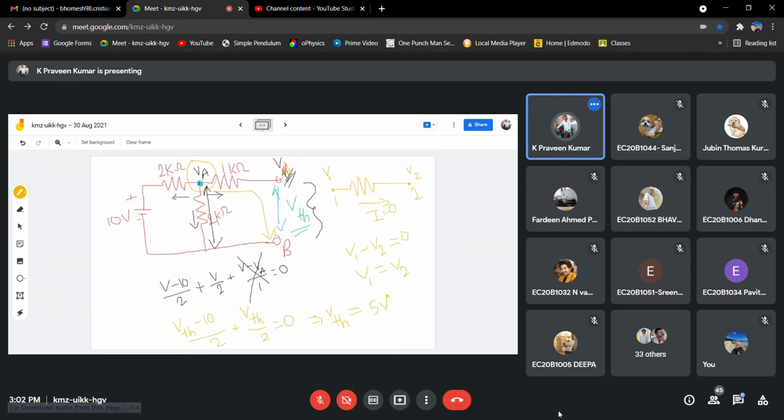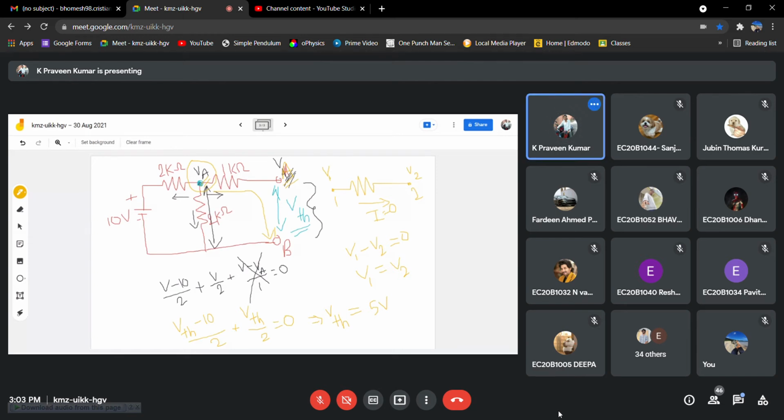Any doubts up to now? How to calculate Thevenin voltage? You may get confused at this point. How is this VA value equal to this node voltage? Is it clear how this VA voltage is equal to the node voltage? Yes, sir. Okay. Shall I proceed to next? Yeah, sure, sir.